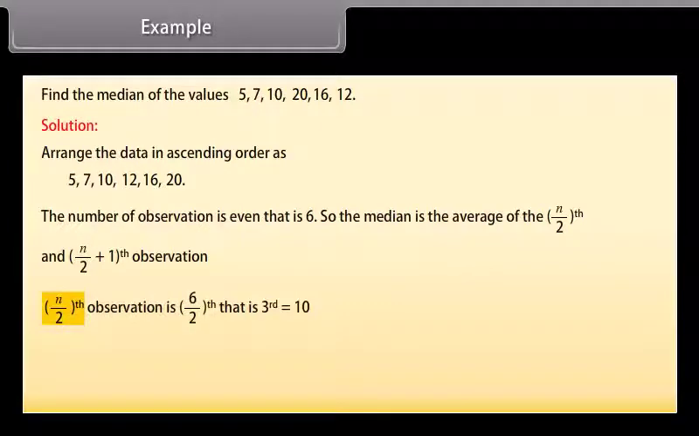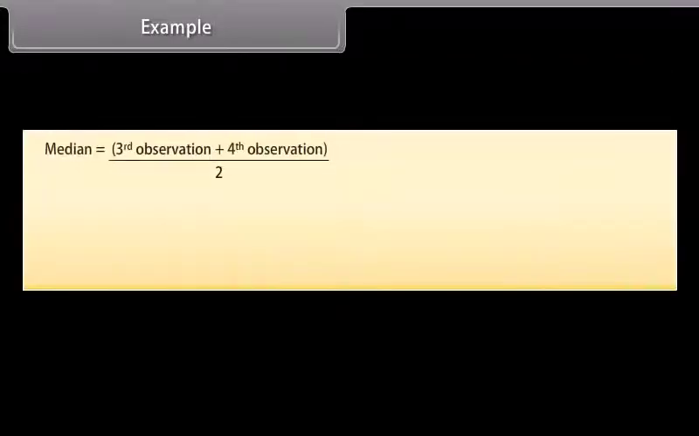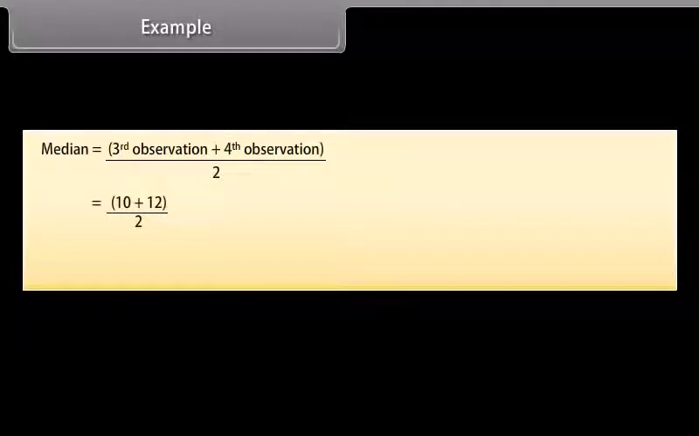The n by 2th observation is 6 by 2th, that is, third, equals 10. The n by 2 plus 1th observation is 6 by 2 plus 1th, that is, fourth, equals 12. Median is equal to (third observation plus fourth observation) by 2, which equals (10 plus 12) by 2 equals 11.